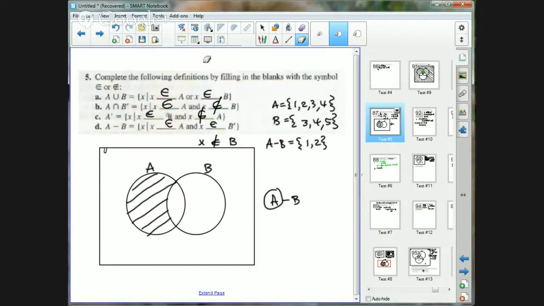So let's just look at that, and then you can ask after that. Part B, A intersect B complement. So it's intersection, so the English word should be and. And it is. Everything in A, so everything A is an element of, but it's B complement, which is everything outside of B. And so now the second symbol has to be is not an element. And that one's done.